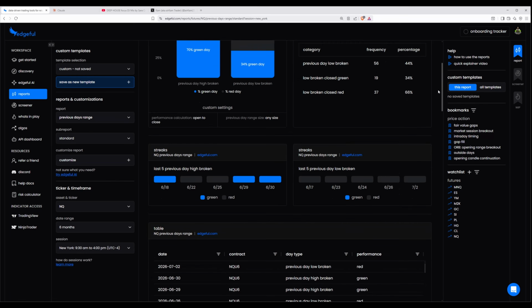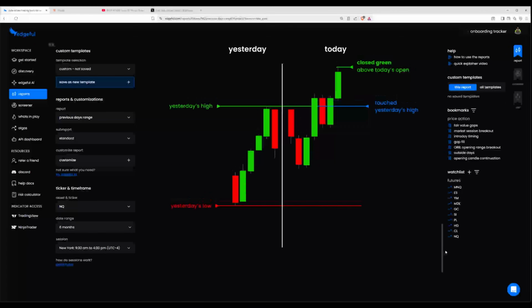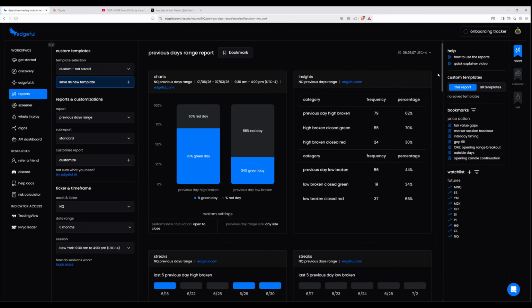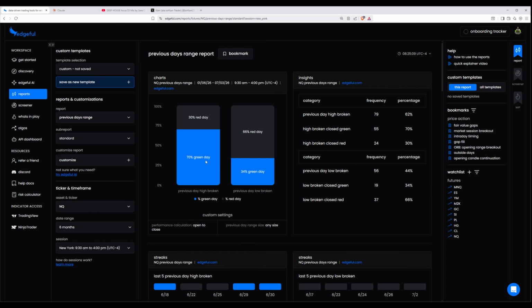ICT trading isn't as complicated as he makes it out to be. Here's your daily bias right here. And it is accurate 70% of the time for green days, 66% of the time for red days. Okay, I don't think you need anything better than this. And you're not trying to catch a million pips. You just need a little bit of a continuation or a retracing continuation.